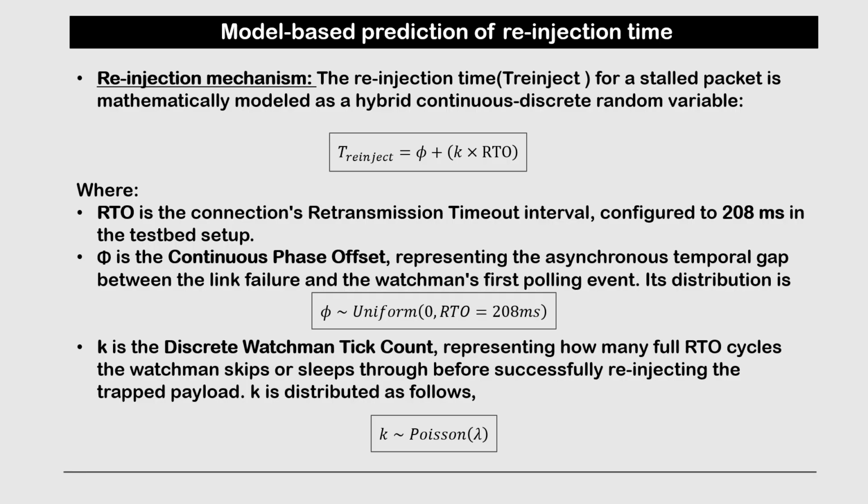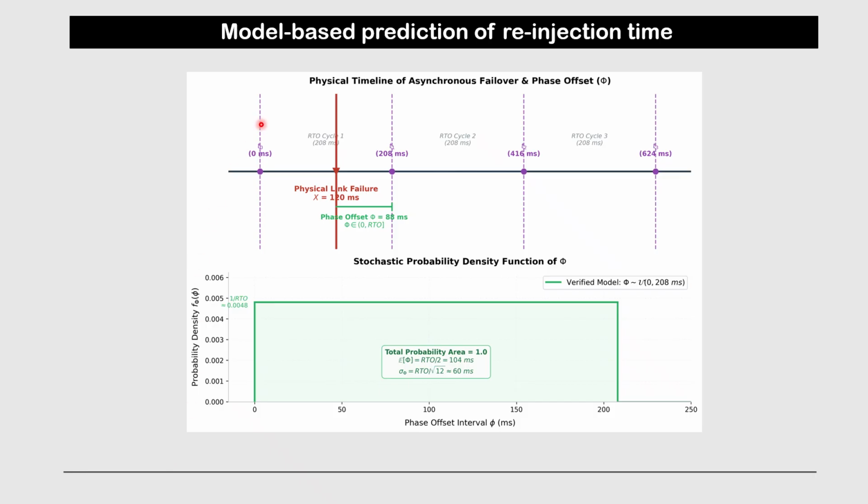We model K as a Poisson distribution with the parameter lambda. The loss is induced at some random point in time. Let's say the time at which we introduce the loss is T off. The time difference between T off and the next RTO cycle, whenever the MPTCP watchman wakes up, we refer to as phi. That is the phase offset time.